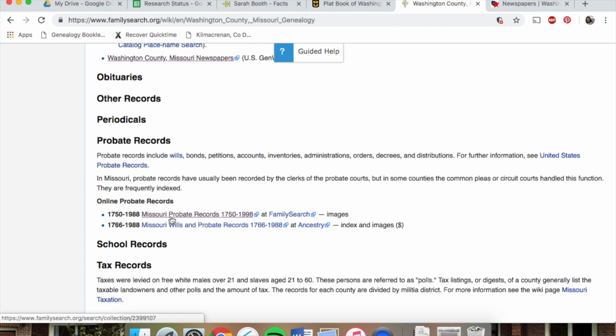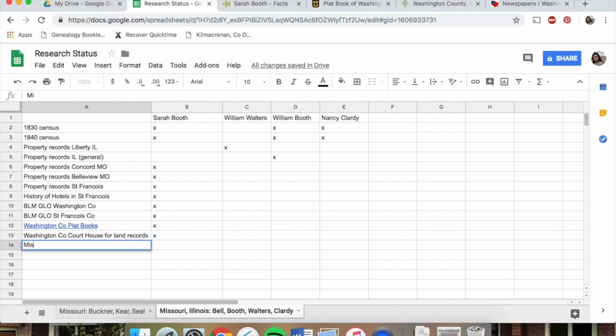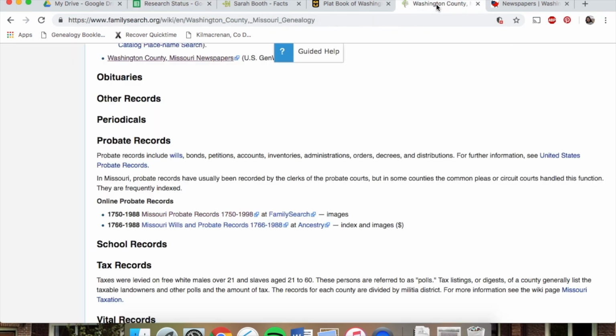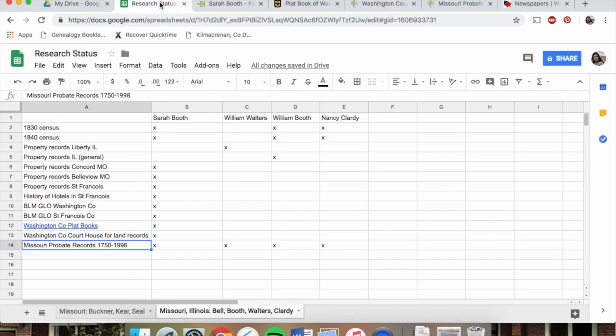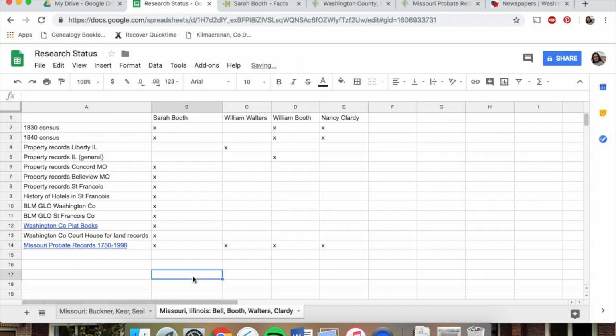So Missouri probate records, 1750 to 1998. I want to add that to this. And I am going to look for hers, his, hers. I know she died in Missouri. I don't know where he died, so I'm just going to put him in there. And I'm going to put a link to this just so I know where it is. We're going to click that, copy this link, insert, link, paste. There you go.